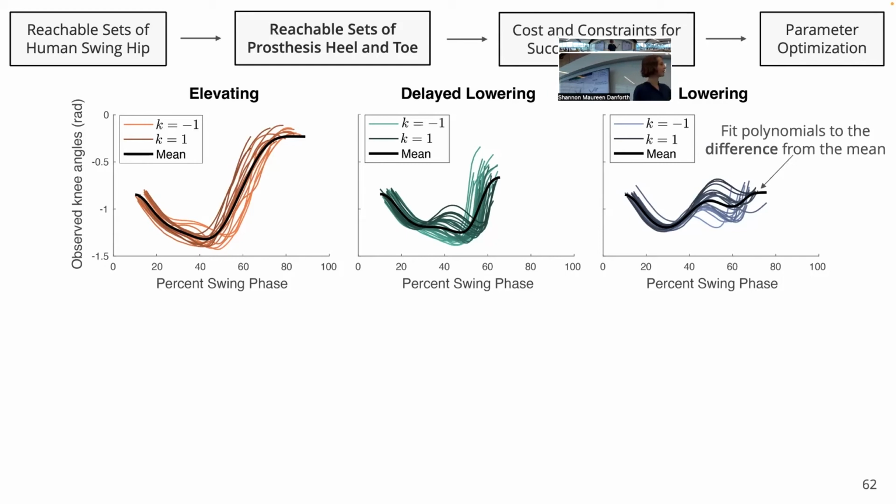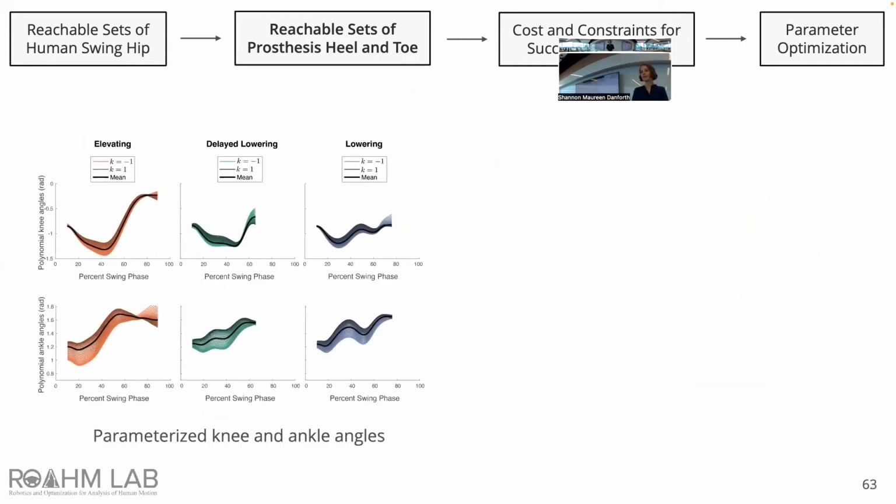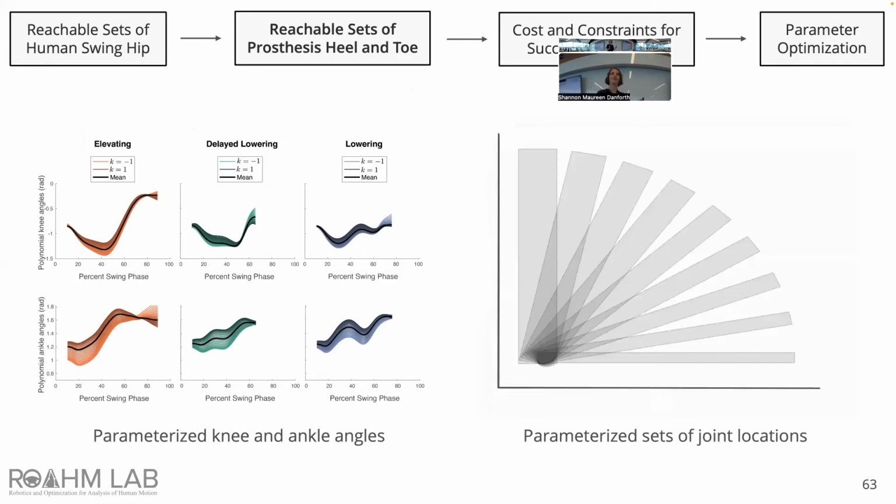So we fit polynomials to the difference from the mean in order to create our trip recovery libraries. And these polynomials are a function of percent swing phase and also that k value from -1 to 1. That produces a polynomial library of possible knee recovery trajectories. And these are parameterized again by k from -1 to 1. So now we have a parameterized set of knee and ankle angles. And once again, we can take those angles and turn them into parameterized sets of joint locations, in this case, for the prosthesis heel and toe.